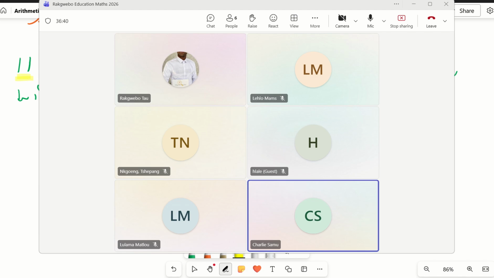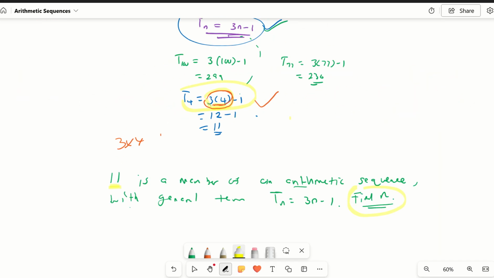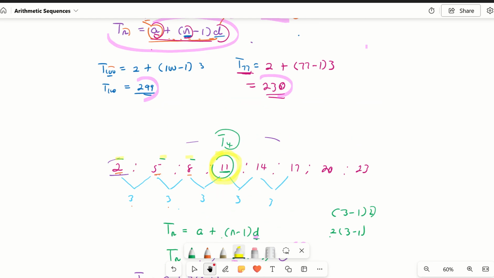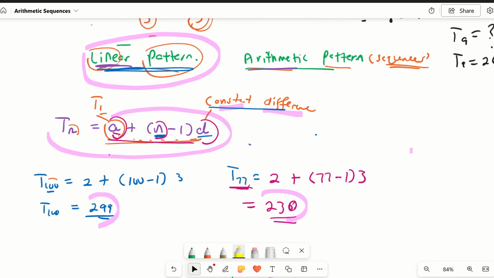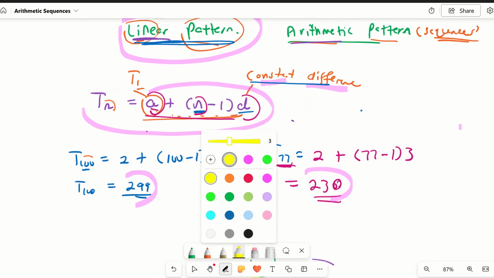Okay. When did it start? When did the connection problem start? I just want to make sure that I don't lose you. Quarter past 12. Okay, that's 15 minutes ago. Then I'll just quickly do a short summary for you. Were you there when we calculated this 299 and 230?